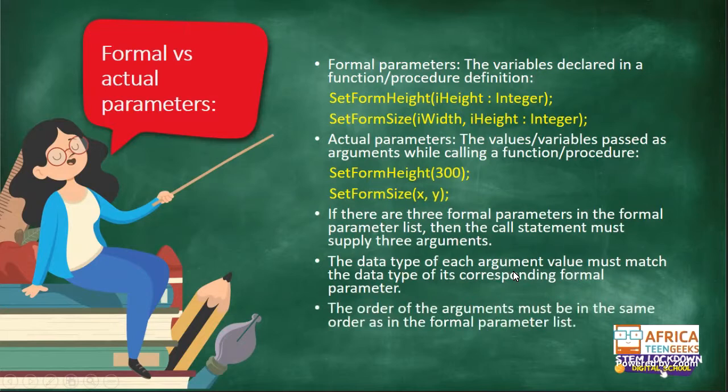And lastly, the third rule is that the order of the arguments must be the same as in the formal parameter list. I hope that makes logical sense, because how else will Delphi know which order you want? You just have to keep the same order. So x will correspond with width, and y will correspond with height. Okay, so that's just basic jargon for how they refer to the different types of parameters. Formal parameters are the ones in the definition, and actual parameters are the ones when I actually call my procedure with values.